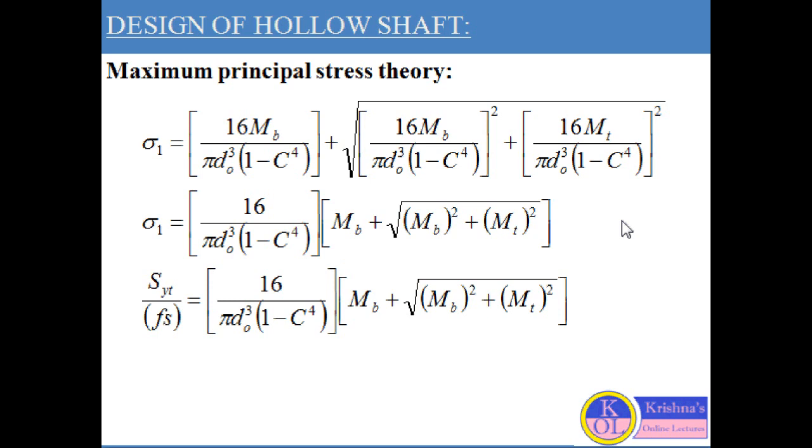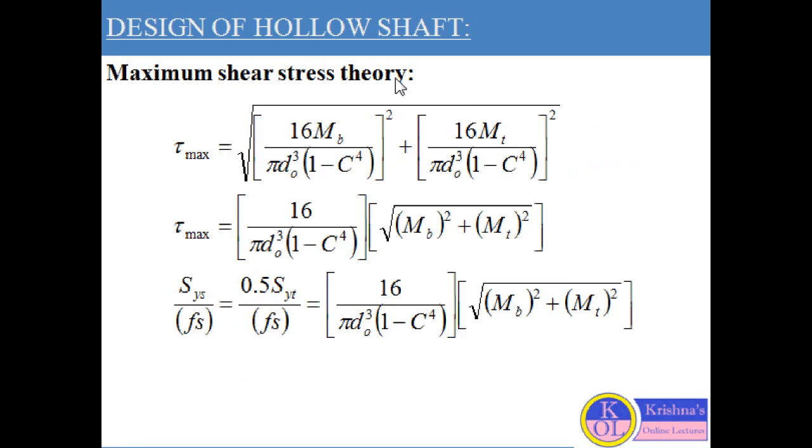Maximum principal stress theory and maximum shear stress theory. So if we apply the maximum principal stress theory, in that condition the sigma 1 principal stress will be this. The actual formula for the sigma 1 is sigma b by 2 plus under root of (sigma b by 2) square plus tau square. So if we put all the values of sigma b and tau, we will get the formula for sigma 1.